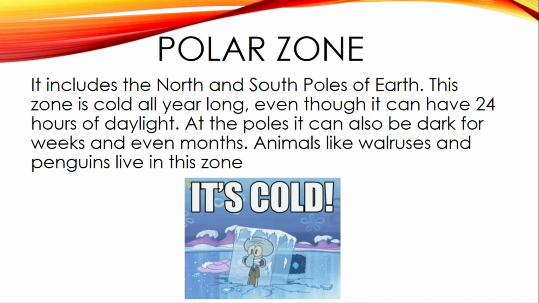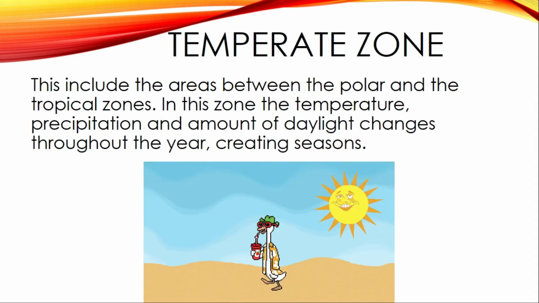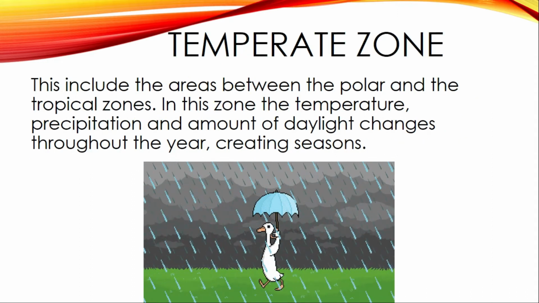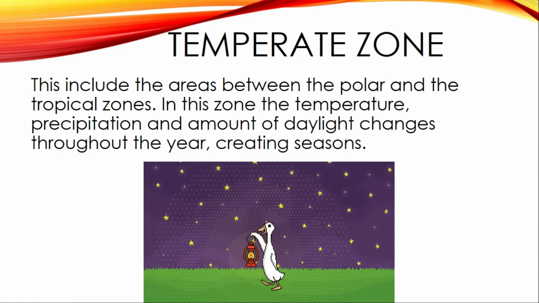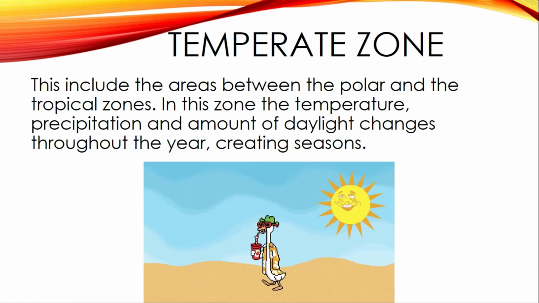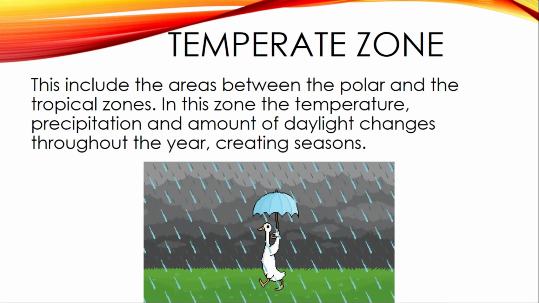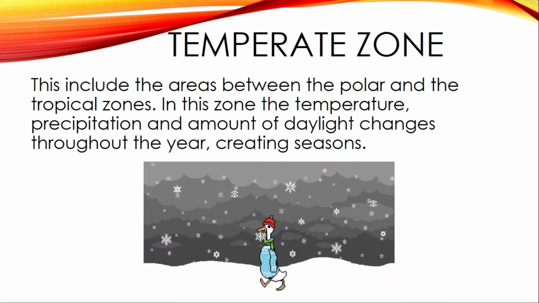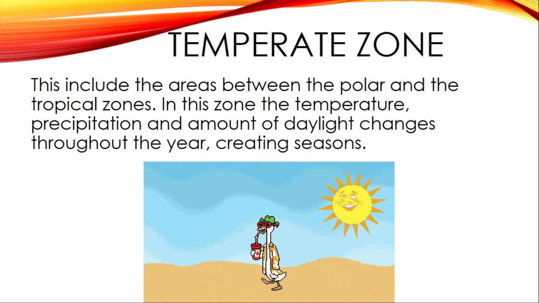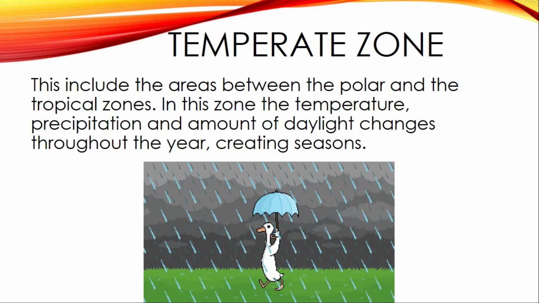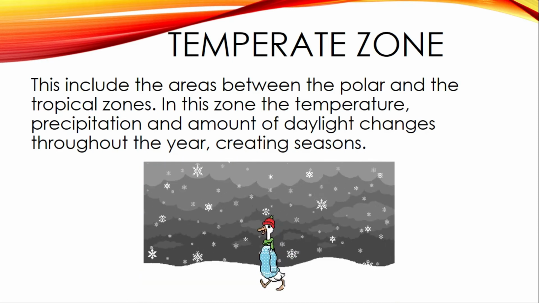Let's continue. The temperate zone. La zona templada. This includes the areas between the polar and the tropical zones. In this zone, the temperature, precipitation, and amount of daylight change throughout the year, creating seasons.